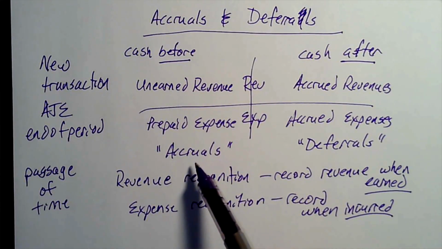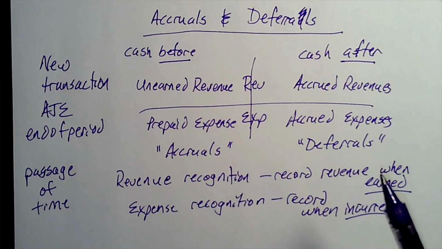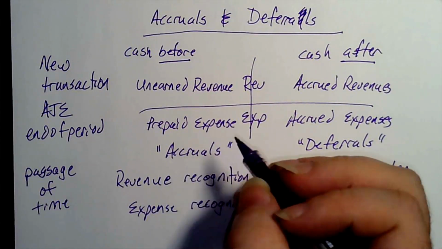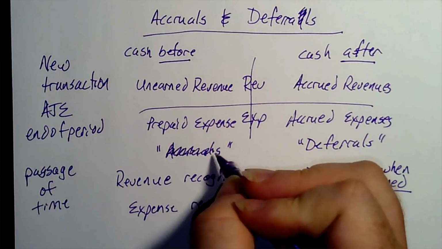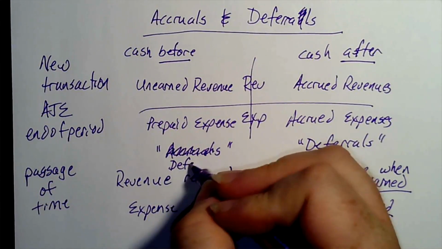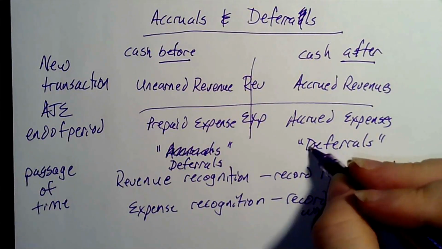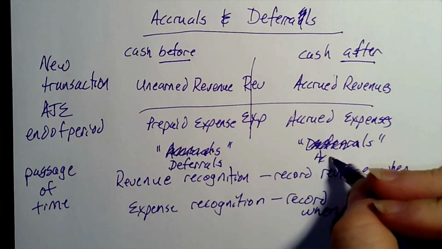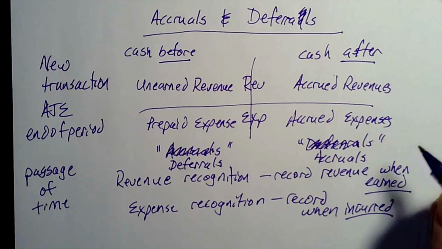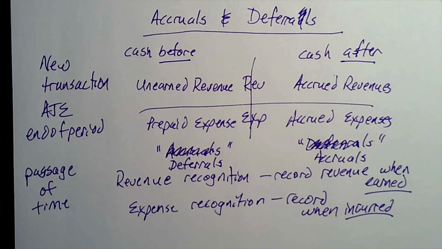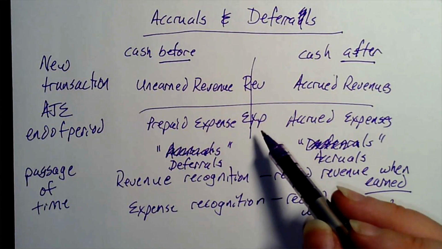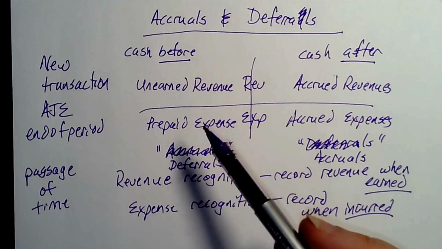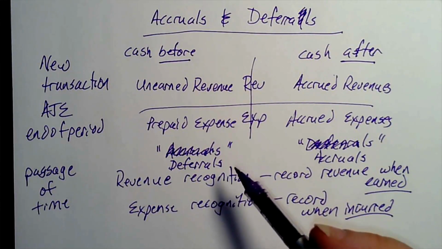So we've got cash before, which are, oh boy, I did it again. These are deferrals. I don't know why I've done that twice in a row now. And these are accruals. You notice the accrued revenues. So accrued means that the revenue or expense happens first and the cash happens afterwards. Deferral means the cash happens first and the revenue or expense happens second.